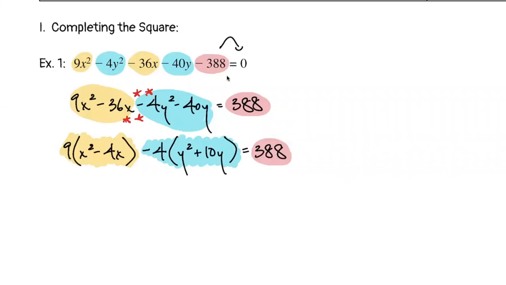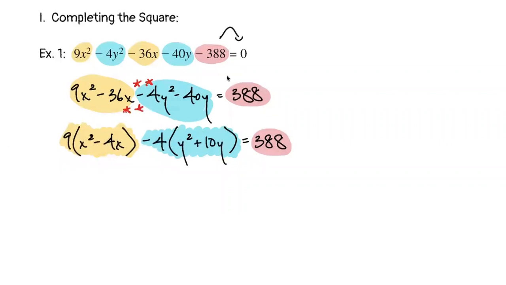So this part, just like we did on Wednesday, but now we're factoring out a -4 of the second group of terms. If I distribute it back, I should get to where I started. A -4 times y squared gives me -4y squared. But in order to get a minus sign up here, I need a negative times a positive to give me that -40y.